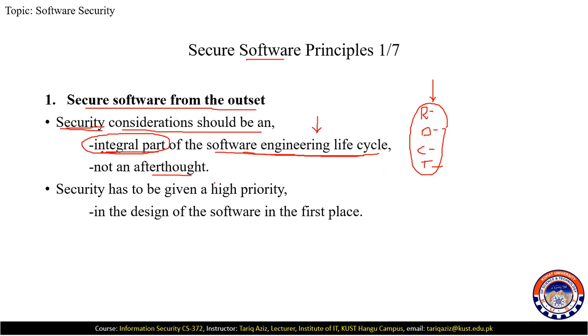Now, dear students, the second point says that you should give security a high priority while designing your software. So it means that it should be in the first place. You have to give high priority to security while designing your software. So this is the first rule.